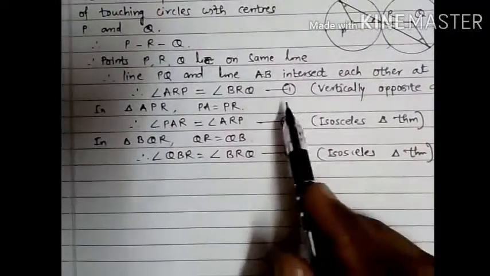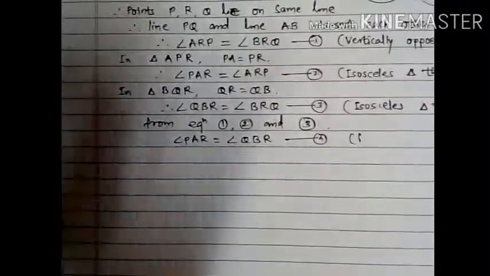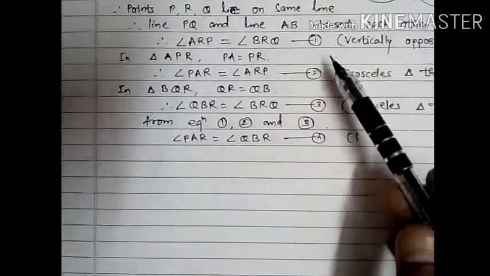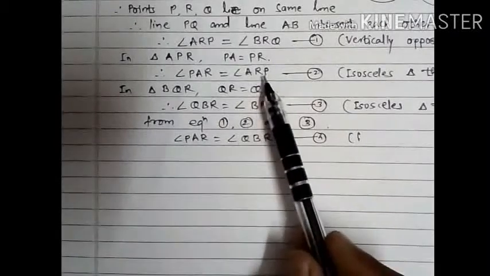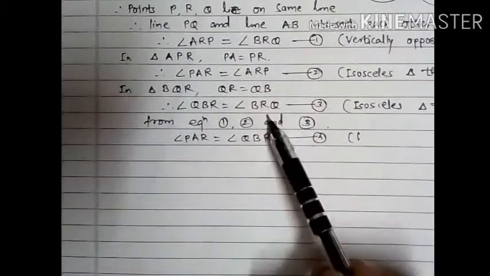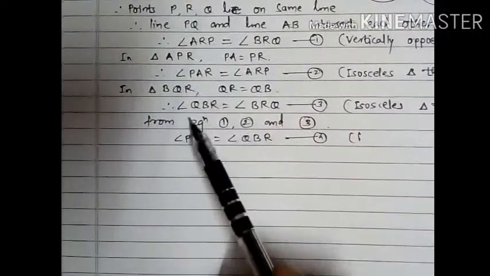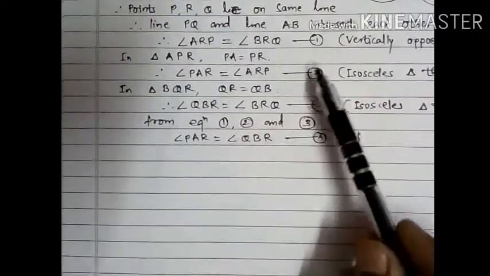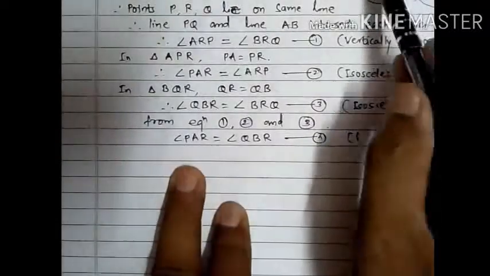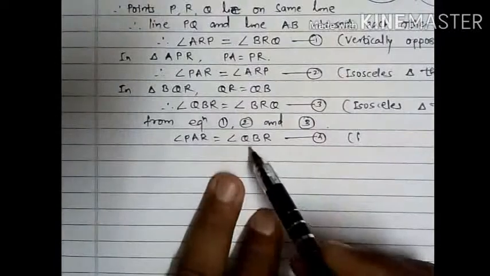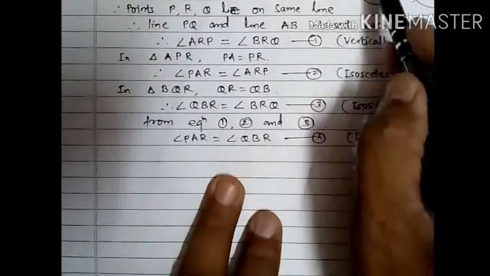Therefore, from equations 1st, 2nd and 3rd, we observe that, putting the values of ARP and BRQ, angle PAR is equal to angle QBR. Now see here, this angle PAR and this angle QBR, these two angles are congruent.